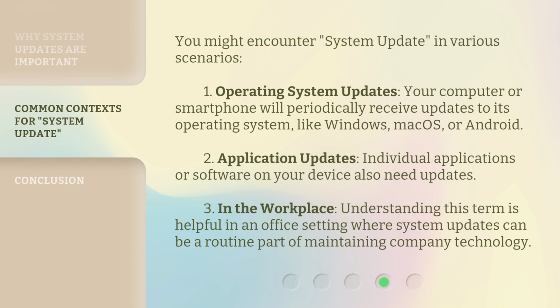You might encounter system update in various scenarios. 1. Operating system updates. Your computer or smartphone will periodically receive updates to its operating system, like Windows, macOS, or Android. 2. Application updates. Individual applications or software on your device also need updates. 3. In the workplace. Understanding this term is helpful in an office setting where system updates can be a routine part of maintaining company technology.